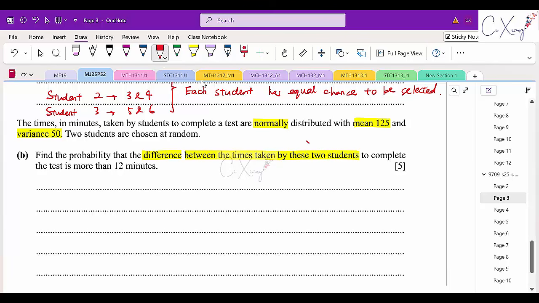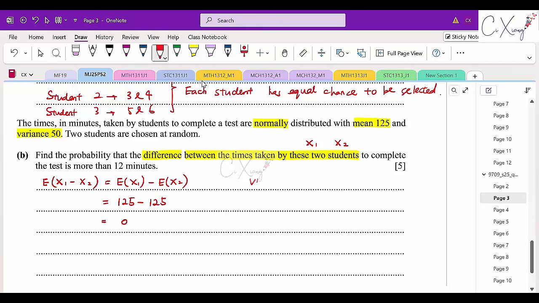Let's say I have student number 1 and student number 2. The difference between the 2 students will be X1 minus X2. If I want to calculate the mean for X1 minus X2, basically it is the mean of X1 minus the mean of X2, and both means come from the original mean of X, which is 125 minus 125, and you get 0.